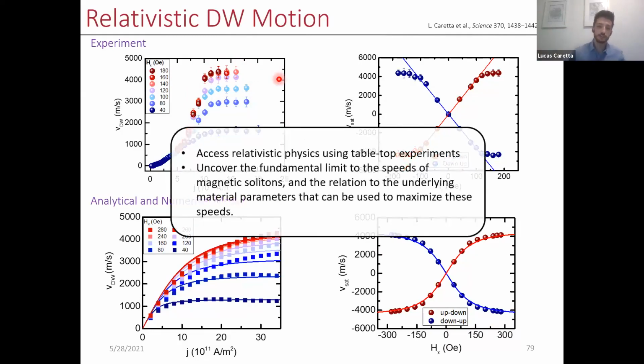So what this really does is open a new door or platform to study relativistic physics using tabletop experiments in your lab. And also for practical reasons, it uncovers the fundamental limits of how fast these things can move. How fast can these types of domain wall devices actually perform? And it tells us the underlying materials parameters that we can use to maximize these speeds.